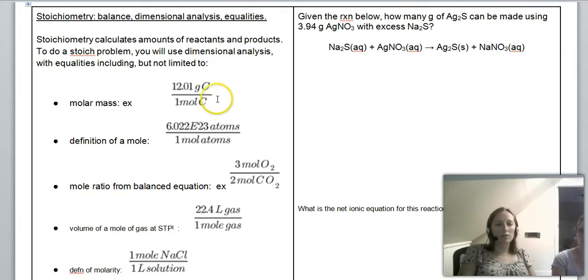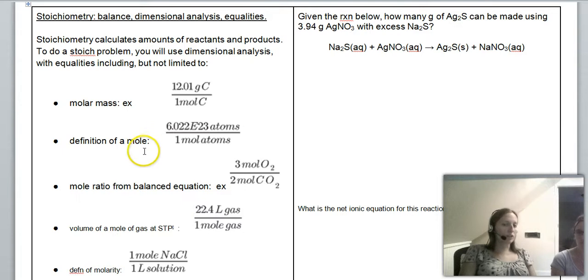But what if I don't put units? Well, then you will have no idea if you did it right, because the only way to know if it's right is if your units cancel and if your equalities are true. So that's your molar mass equality, and we talked about molar mass last time.